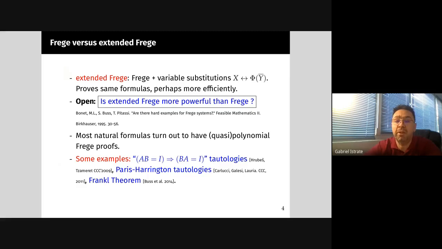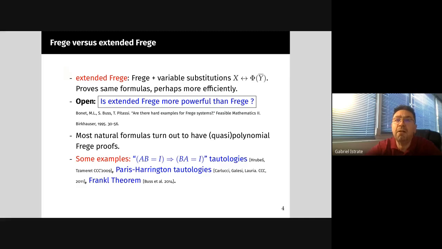And the problem that motivated us was the problem of separating Frege versus extended Frege proof systems. So what's an extended Frege proof system? It's a Frege proof system where you're allowed to do variable substitutions, that is, substitute new variables for formulas. Of course, this won't help you prove more things, but it may allow you to prove things more efficiently in terms of the length of the smallest proof. And the question is, can we come up with formulas for which extended Frege is exponentially more powerful than Frege? This is a classical problem that was discussed by Bonet, Buss, and Pitassi.